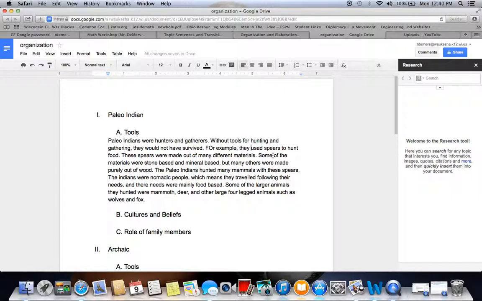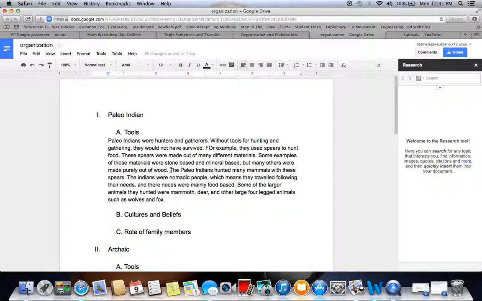I could even use a transition phrase. Instead of some of the materials, I could say some examples of those materials. And I just have to delete some of the other part of the sentence here. So some of the examples of those materials were stone-based and mineral-based, but many others were made purely out of wood. The Paleo-Indians hunted many mammals with these spears.